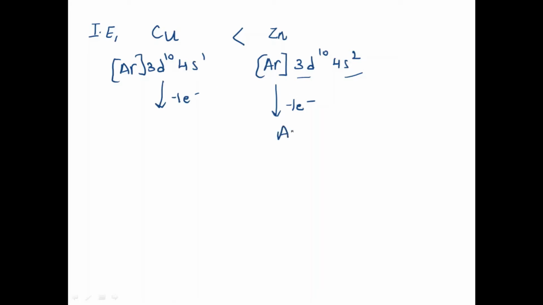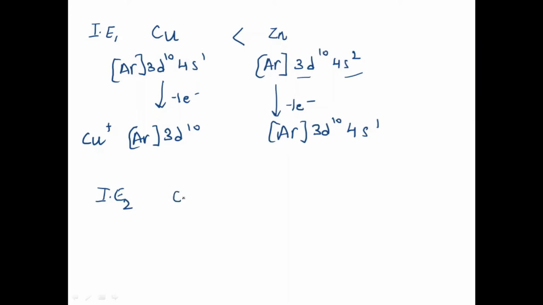is removed, zinc will change to argon 3d10 4s1, that is the zinc plus ion. And for copper, when one electron is removed, it will be the copper plus ion, so the configuration will be argon 3d10. Now, if I talk about the second ionization energy, that means when copper has changed to copper plus 1 and zinc has changed to zinc plus 1.